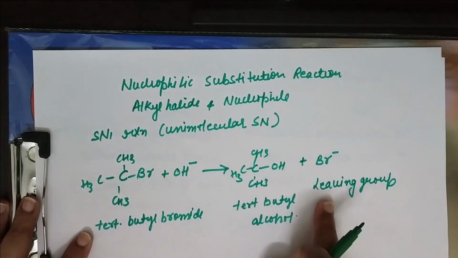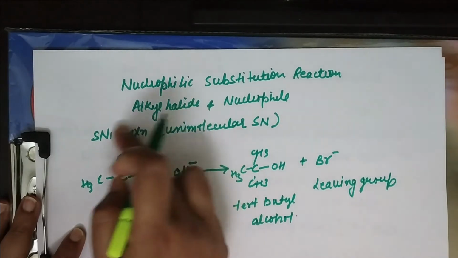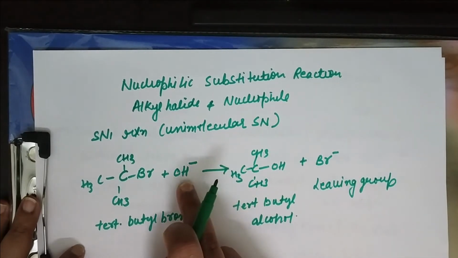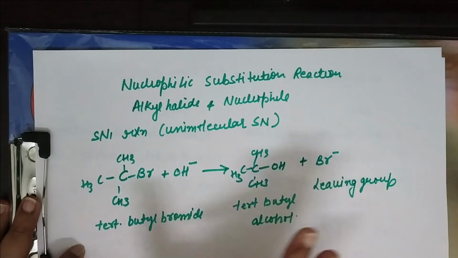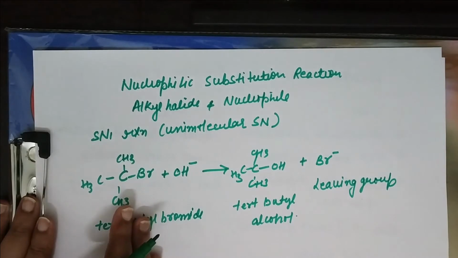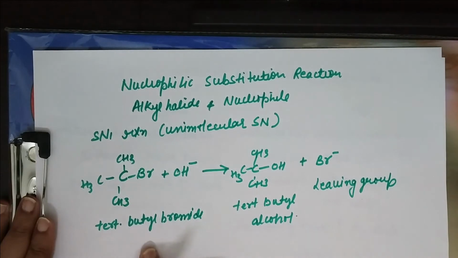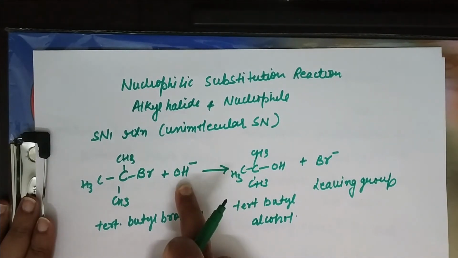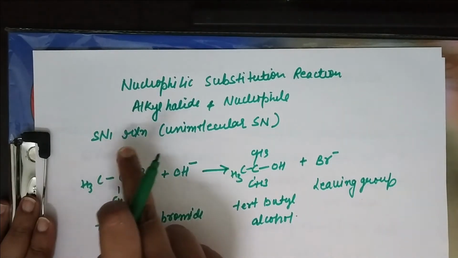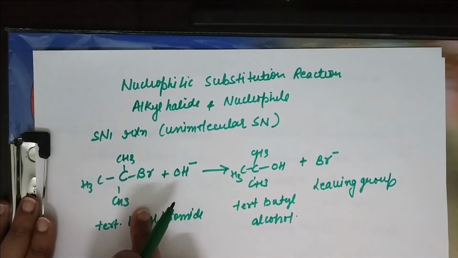So here this reaction follows first order kinetics, meaning the rate of reaction will depend on the concentration of tertiary butyl bromide. Even if we increase the concentration of hydroxy ion, there will be no effect on the rate of the reaction. Means if we want to increase the rate of reaction, then we have to increase the concentration of tertiary butyl bromide. Even if we increase the concentration of nucleophile, it is not going to affect the reaction.